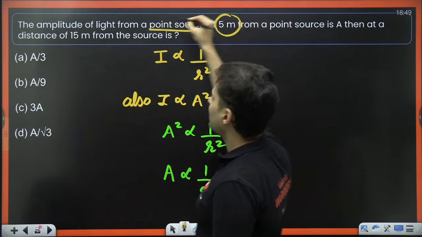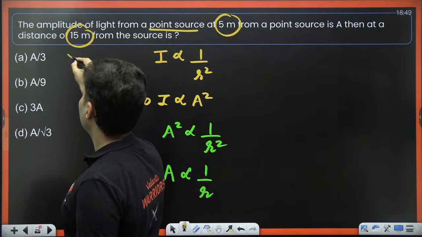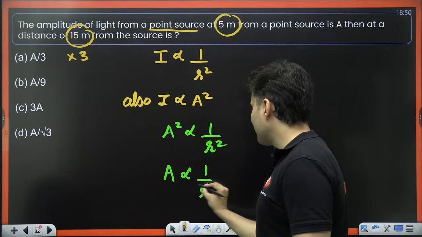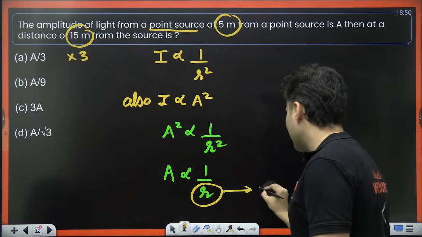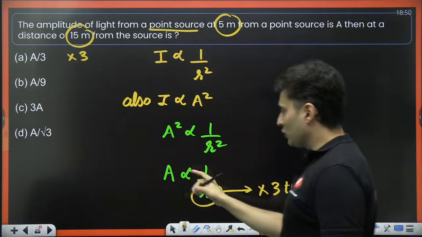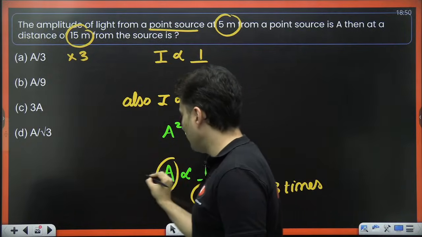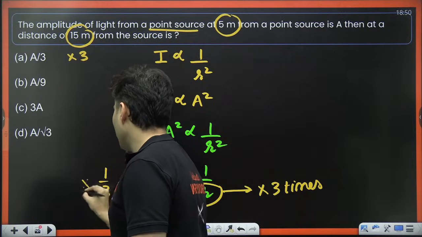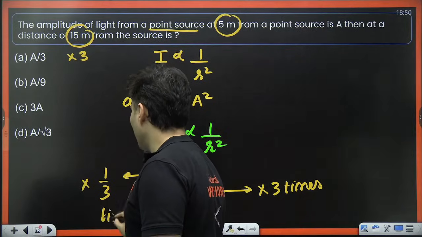From 5 meters, you have made it 15 meters. 15 meters is 3 times more. So the distance has been made 3 times. So what will happen to the amplitude, my dear warriors? It will be 1 by 3 times.